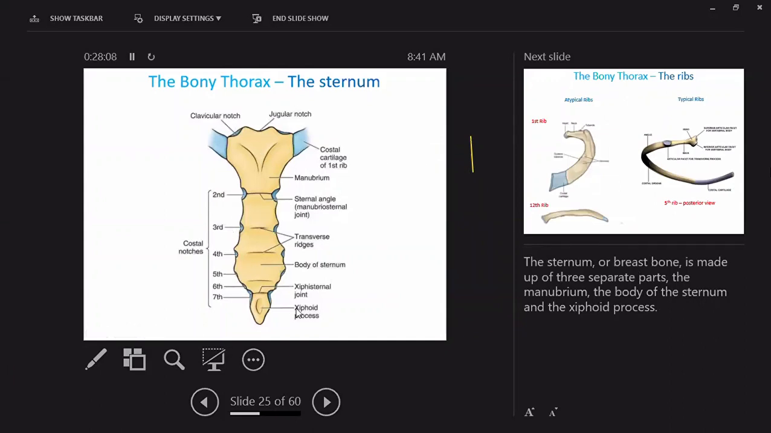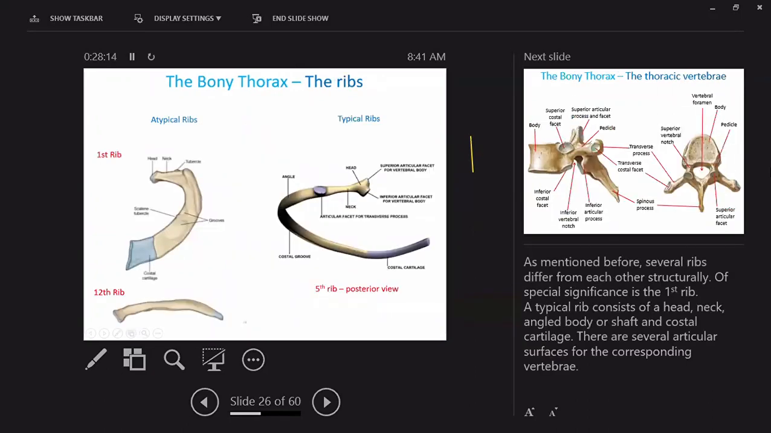Sternum, you should know all the parts. I'm not going to go through all these different things in the sternum. Check your bone atlases for that. Then you should know about the ribs. There's a typical rib and there are atypical ribs. The first rib and the 12th rib are definitely atypical. The 11th is also atypical. Generally, we take the 5th rib as a typical rib. It has a head, a neck, an articular facet, and an angle. You can't see the costal cartilage in the ribs that you get from cadavers.